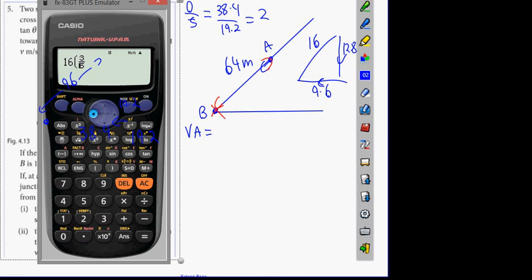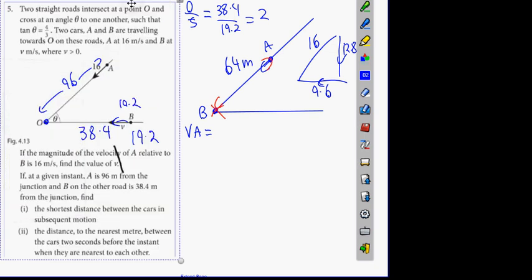9.6, and the other one 4 over 5, 12.8. Well, good memory. 12.8 and 9.6. Now, what we said, so that was minus 9.6i minus 12.8j. Next one, VB, is minus 19.2i. Now, what we're looking at here is VAB.